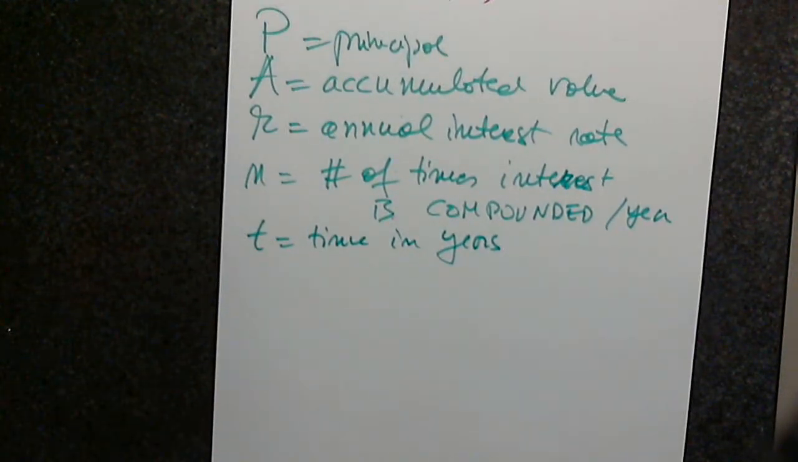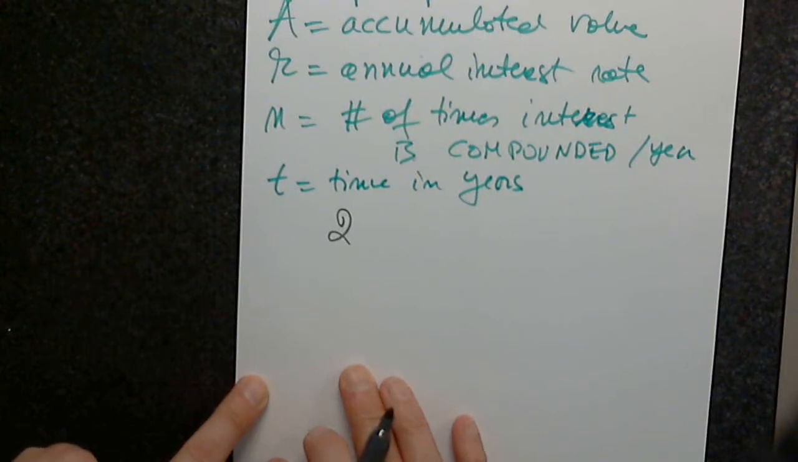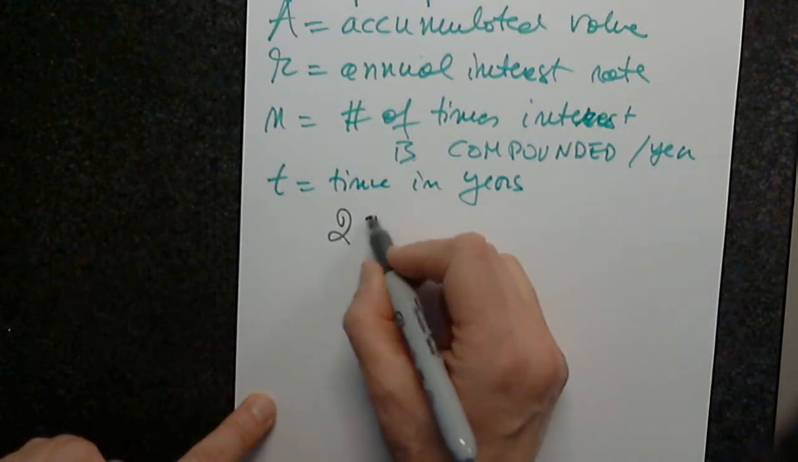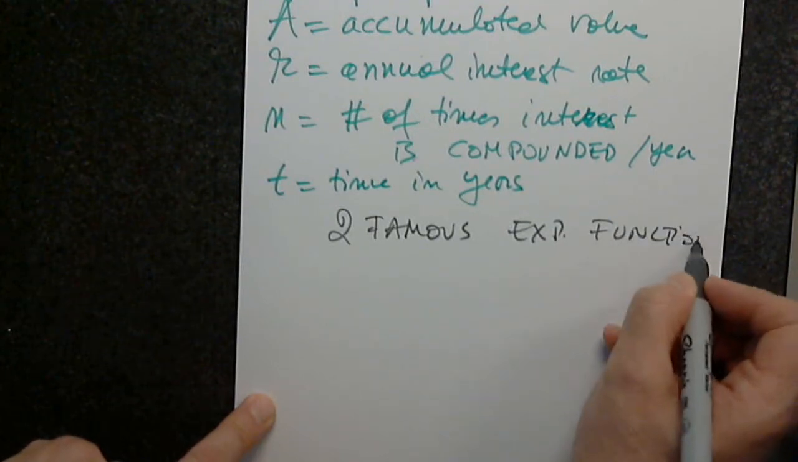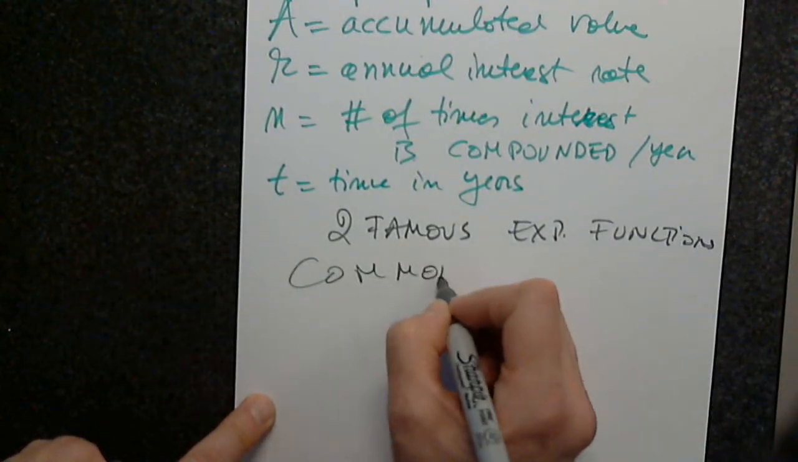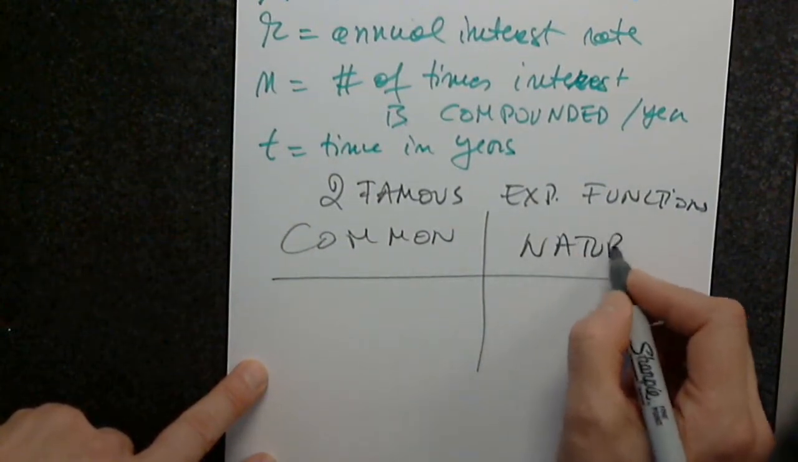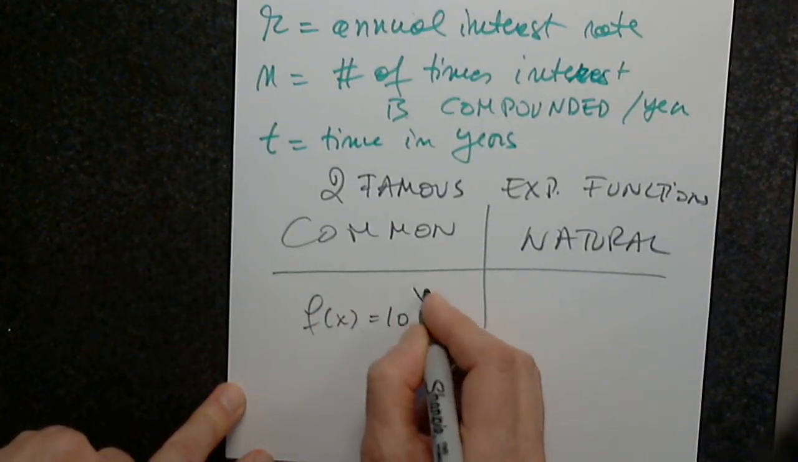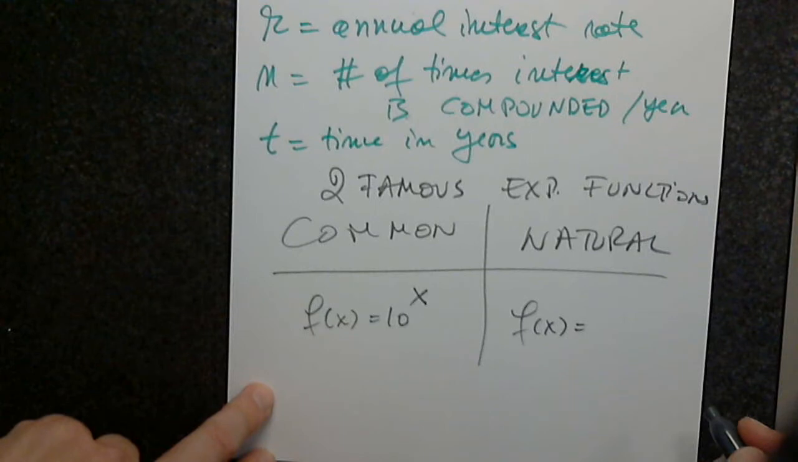Before we look at a problem, I would like to mention that there are 2 widely used, famous if you want, exponential functions. 2 famous exponential functions. One is called common, and the other one is called natural. The common one has base 10, and the natural one, does anyone know? Has base e.